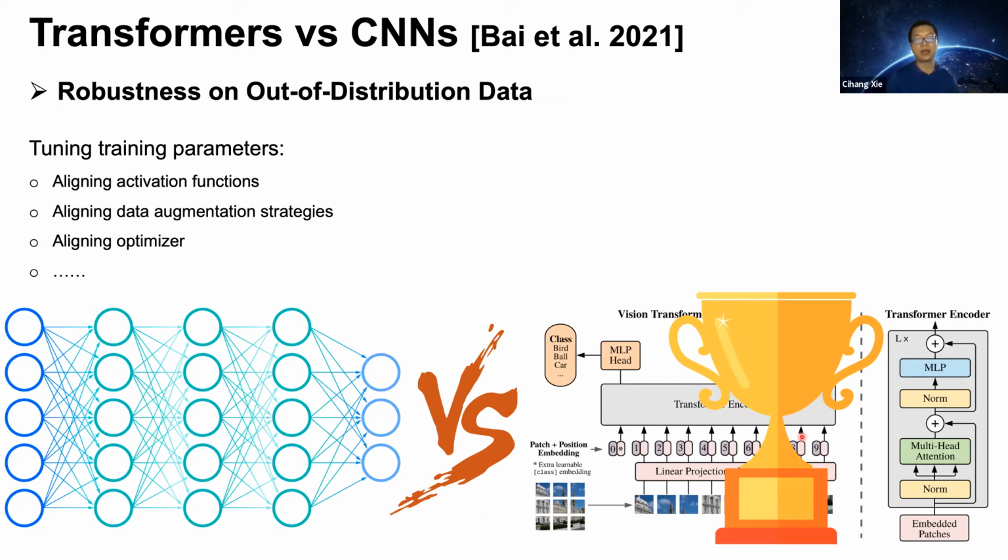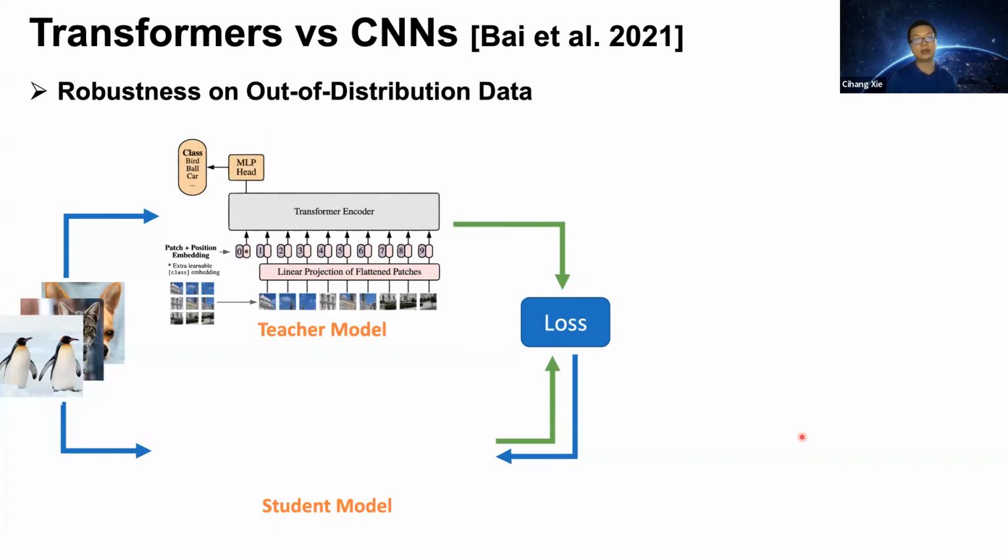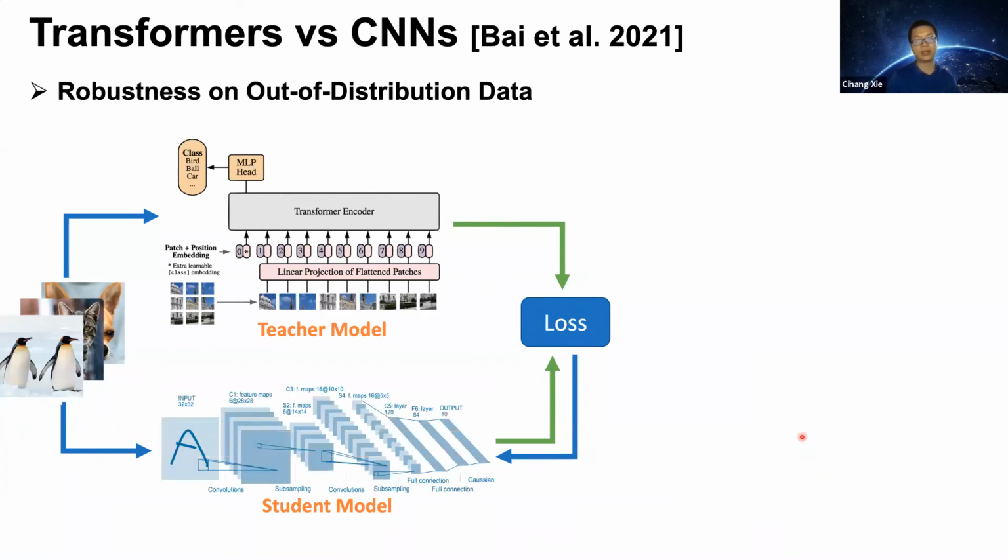And to further align the discrepancy in their training techniques, we use knowledge distillation to recompare the performance between the vision transformer and the CNNs. So first, let's say we use the vision transformer as a teacher model, and we use the CNN as a student model.